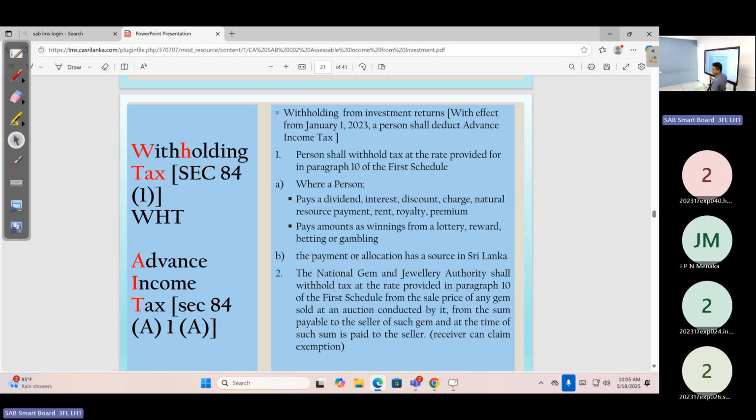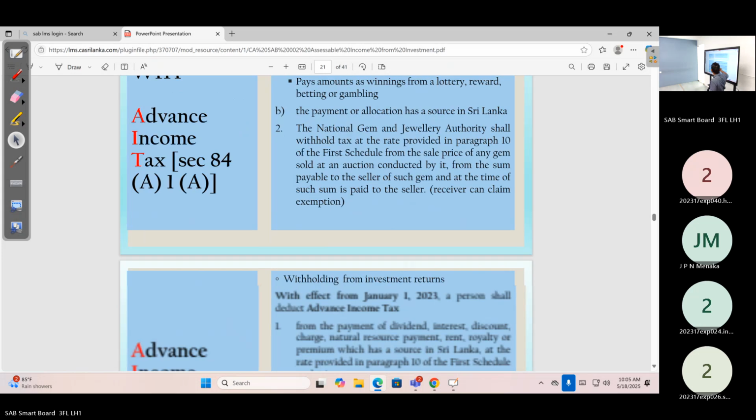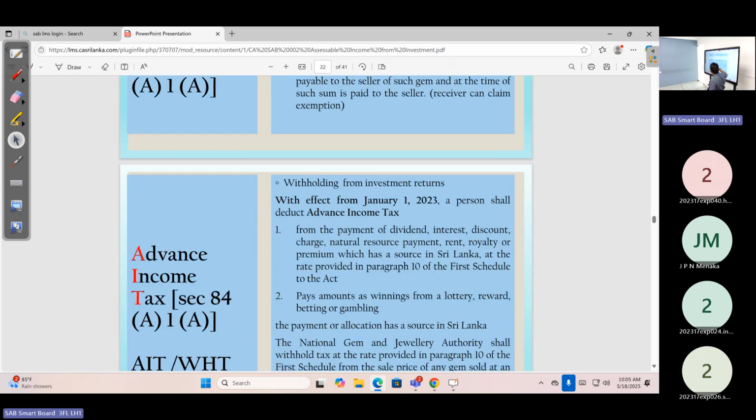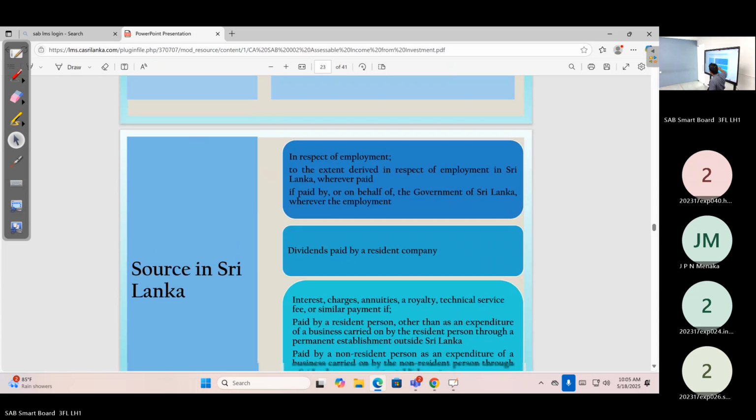It could be resident, non-resident. The National Gem and Jewellery Authority shall withhold tax at the rate of 2.5% when there is a sale of gems at auction. So, what is source in Sri Lanka?